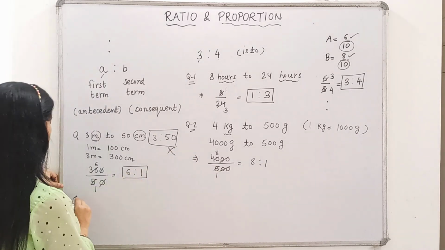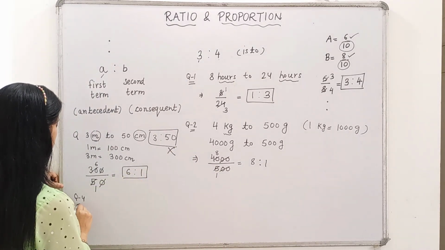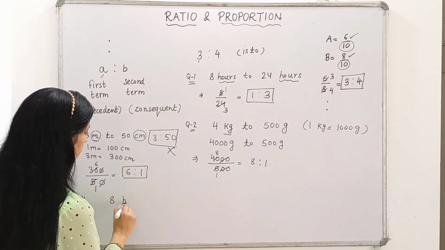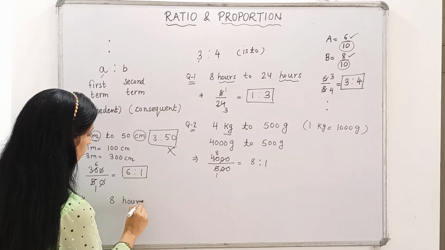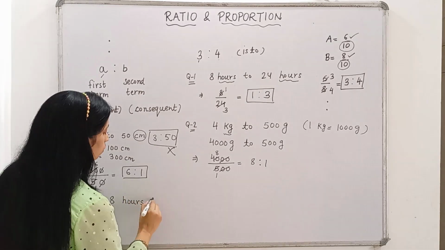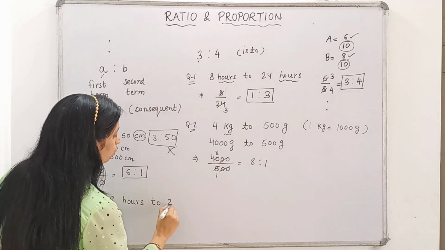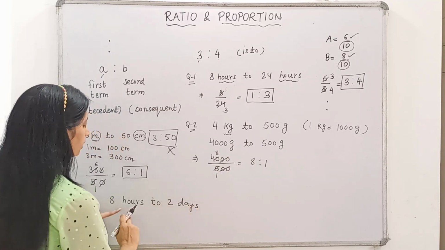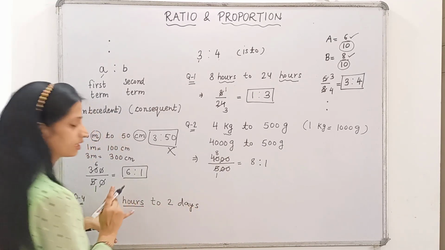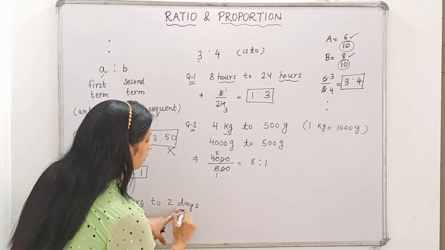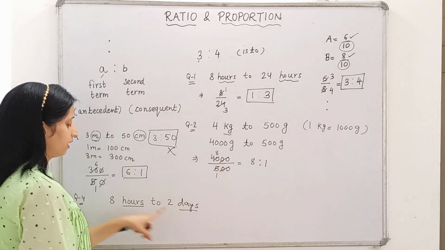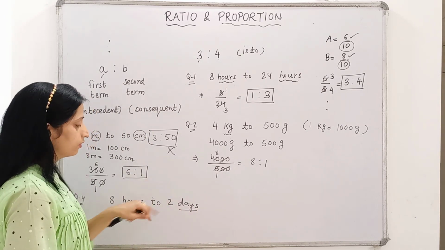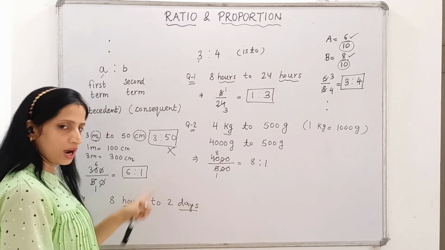Now, I am writing here question number 4. Let us take 8 hours to 2 days. Now, you can see that the units are totally different. It is given in hours, it is given in days. Okay. So, what we have to do? We have to convert these days into hours.